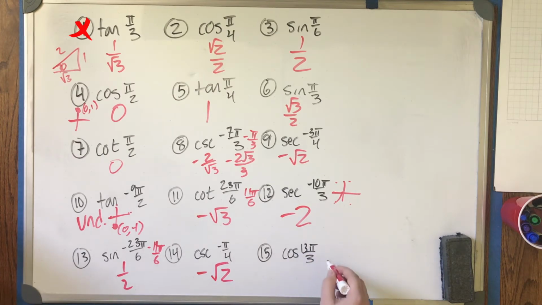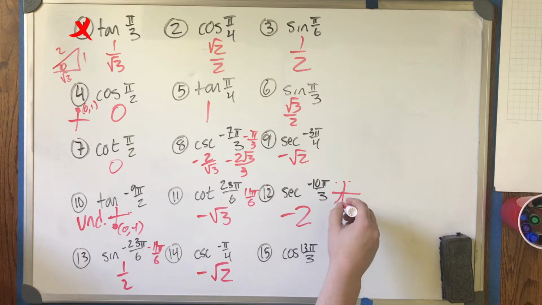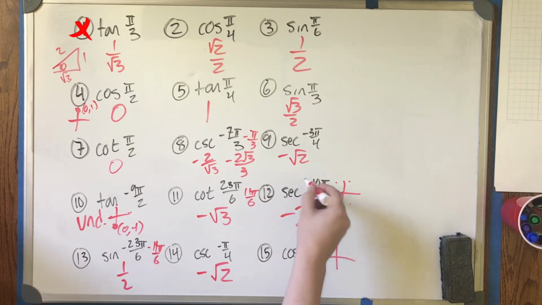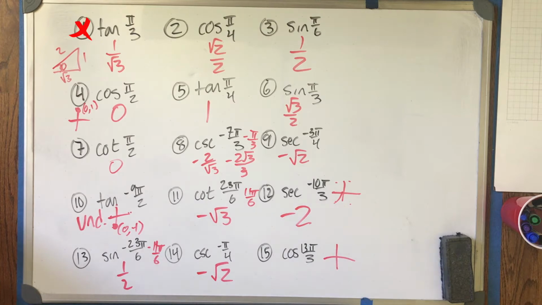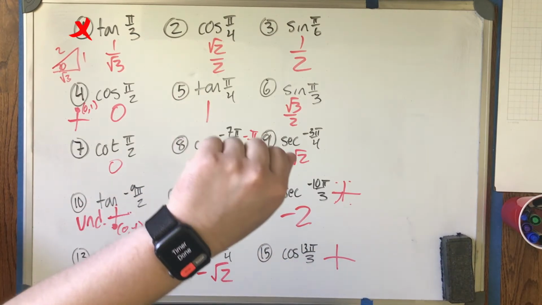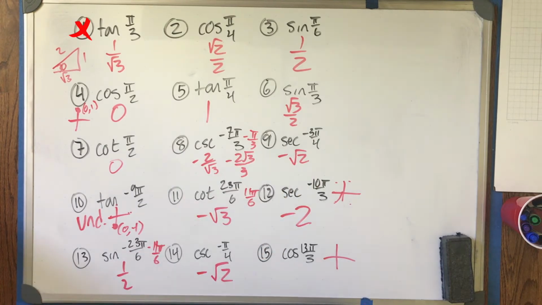Cosine of 13 pi over 3. Okay, so this one was... Oh my goodness, I have no idea. Did I do that one wrong? Did I forget the negative? Oh my goodness. This is terrible. This is the longest 2 minutes ever. Stop. I failed on the last one that I was trying to get done.